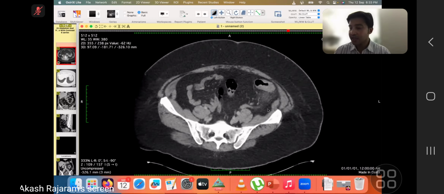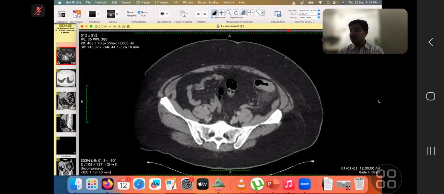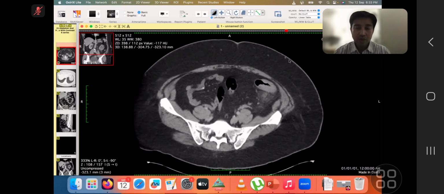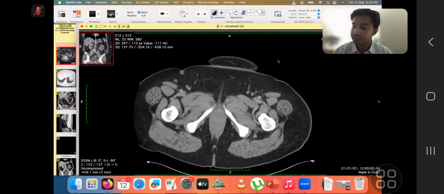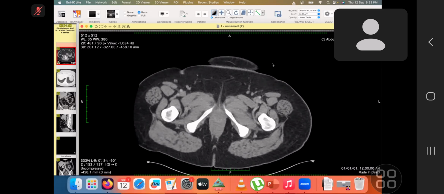Okay, so this is your first case. This is a case with a patient who has come with left lower quadrant pain. Sure.